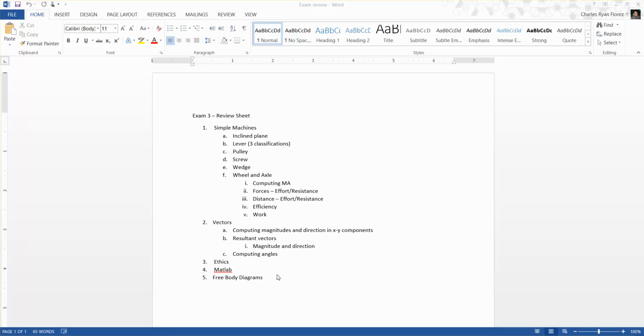MATLAB, we did talk a little bit. We talked about MATLAB and some of the things that you can do in MATLAB. We did a lot of things similar to the homeworks that have been assigned. And then we finished off with free body diagrams. So these are the main things. This is everything that we went over. So it's all right here.